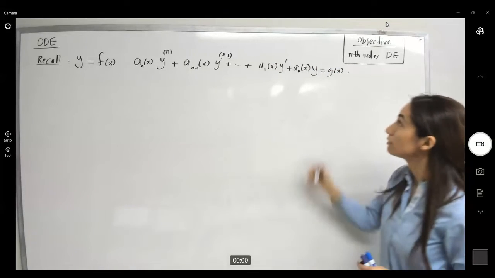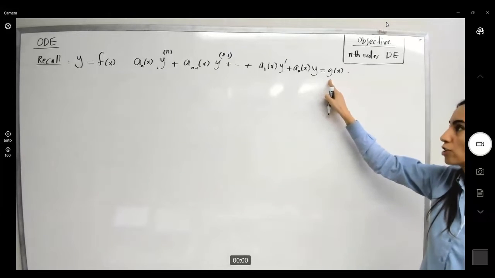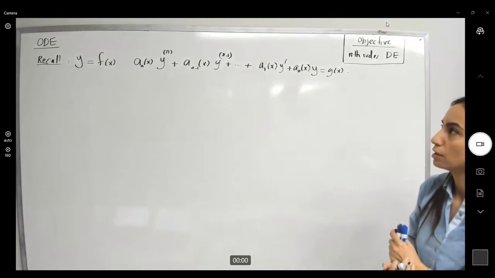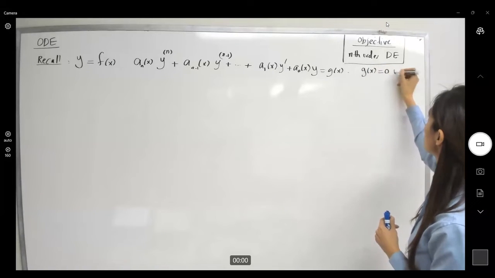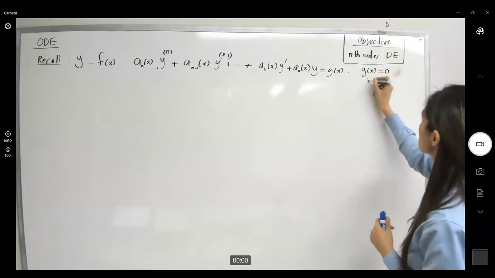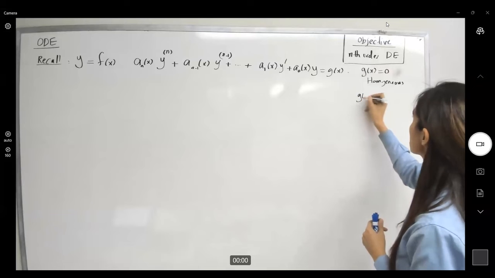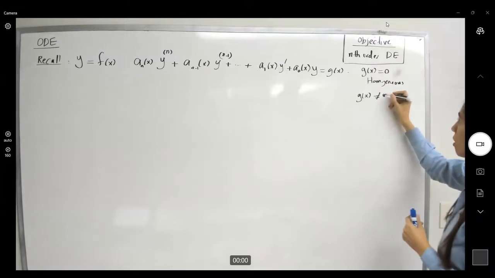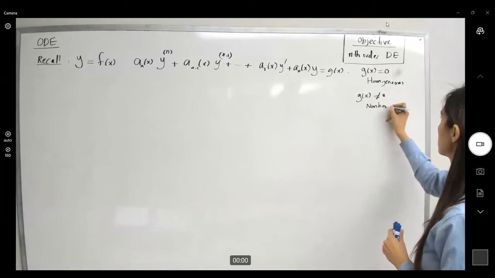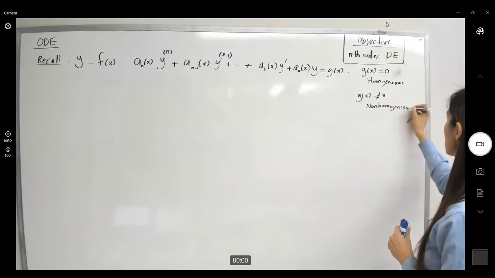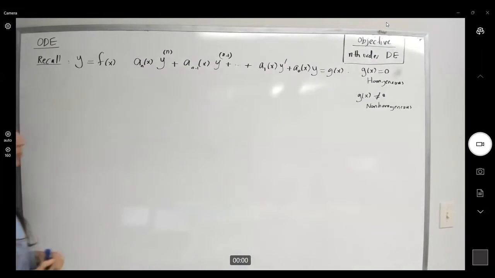Remember that we said that if g of x is equal to 0, then we are dealing with a homogeneous nth order linear differential equation. So g of x is 0, it is homogeneous. And if g of x is not 0, it is called a non-homogeneous differential equation. Very good. So this is nth order.